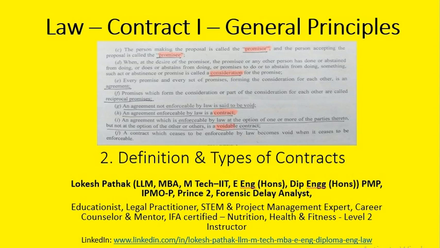As an example, some contracts which are valid at the start later become void. Alternatively, some contracts which are void at the start become valid in due course of time. All these types of contracts come under voidable. They will not be declared void as per the law, but one of the parties will have the reservation, the entitlement, to declare it void at any time, but not the other party.